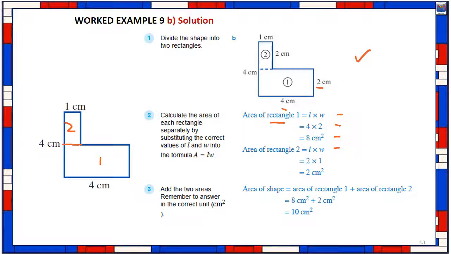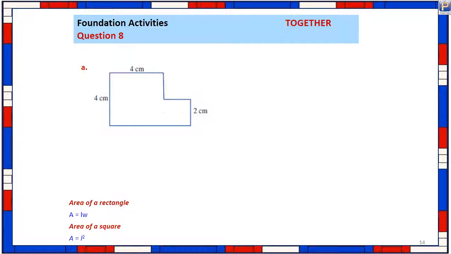Write the formula down. Area of rectangle 2. See, we've specified it's the other rectangle. And it is 2 is its length, 1 is its width. 2 times 1 is 2. And the units. So total area, so we've written here area of shape. You could just write total area equals 1 plus 2, which is just this line here. So rectangle 1 is 8, rectangle 2 is 2 square centimeters, 8 plus 2 is 10, and units go on the end. Okay.